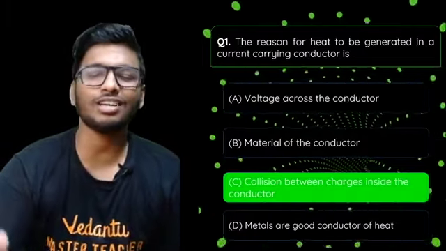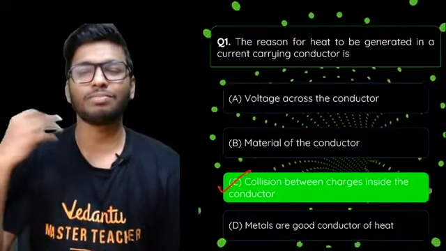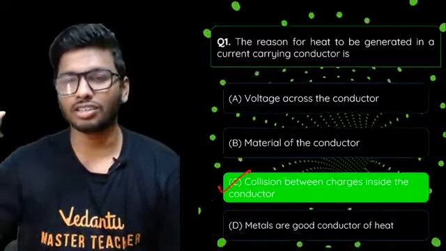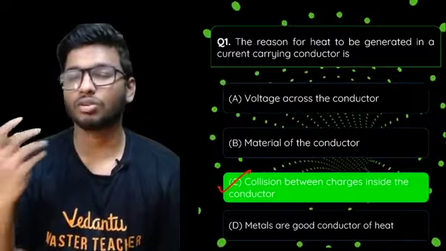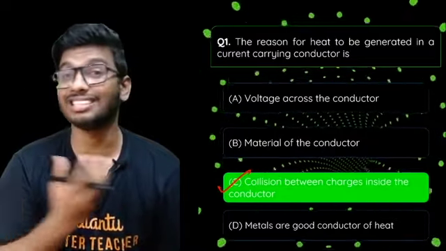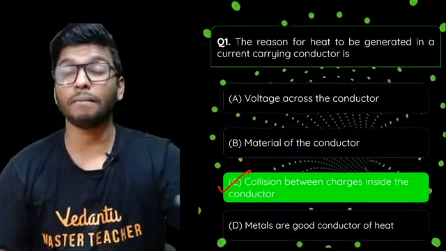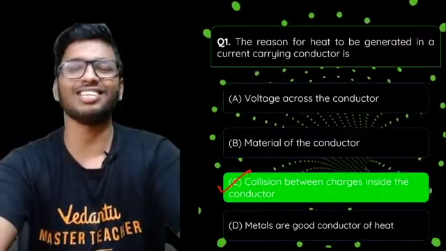However, the answer to this question is actually option C, guys, because like I told you already, it is because of the collision of the particles. When the charges are flowing, those charges would collide with the atoms present inside the conductor, and that is what produces the heat energy. So that is the answer for the first question, guys.